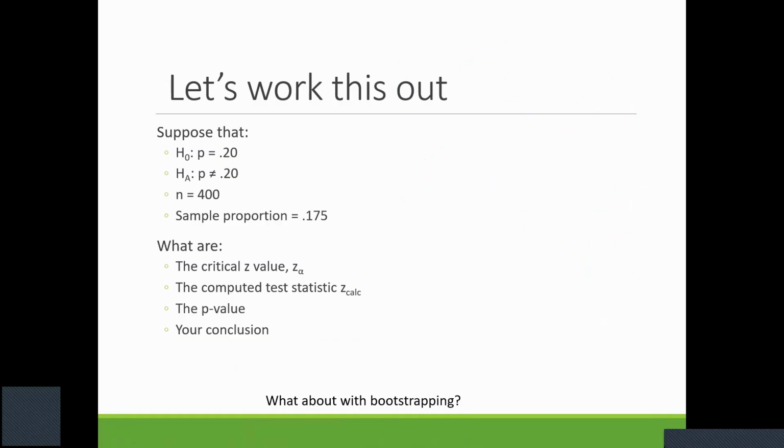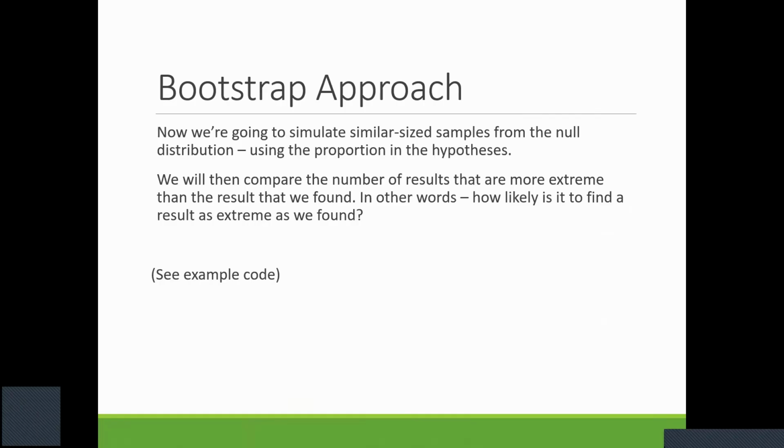And now let's see if we can bootstrap it, right? What do we get for a result that way? What we're going to come out with is a p-value. So with the bootstrap approach, we're going to simulate similarly sized samples from the null distribution. So we're using the proportion in the hypotheses. And then we compare the number of results that are more extreme than the result that we found. In other words, how likely is it to find a result as extreme as what we got based on what the null distribution should be?